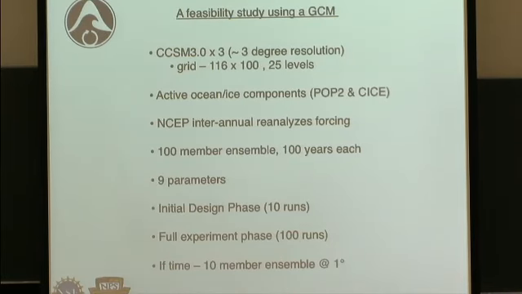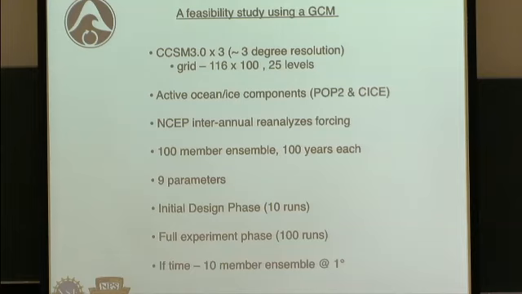The problem that I'm looking at is using the CCSM. This is NCAR's GCM at 3 degrees. So it has a resolution or grid points of 116 by 125 levels. So it's quite coarse in terms of ocean models. It has an active ocean and ice components. This is the POP ocean model, a parallel ocean program model that comes out of Los Alamos, and the sea ice model that they've developed also.